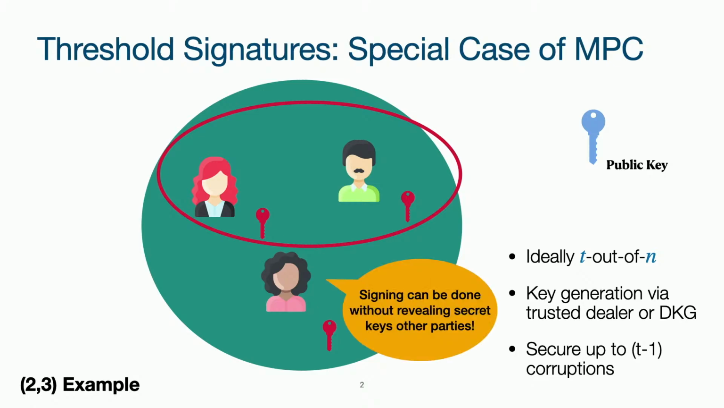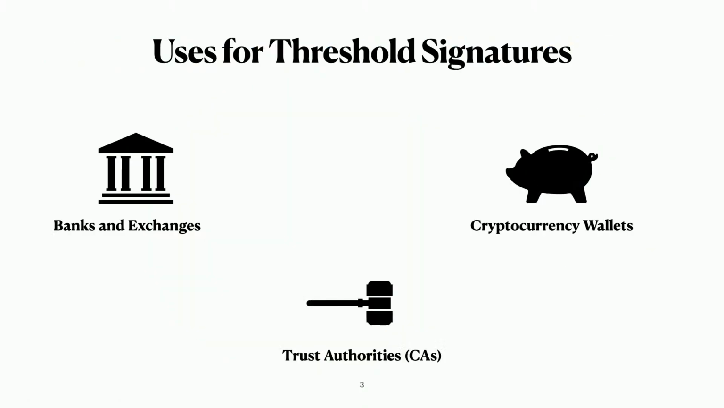The reason these schemes are interesting in practice is that signing can be done without revealing secret keys to other parties, so you have a distribution of trust. What's exciting about threshold signatures is that we are seeing them used in practice, generally within cryptocurrency wallets and exchanges. One setting we hope to see threshold signatures used in is certificate authorities or trust authorities. If you're issuing something like a web certificate, hopefully in the future we start to see threshold signatures used in this context.